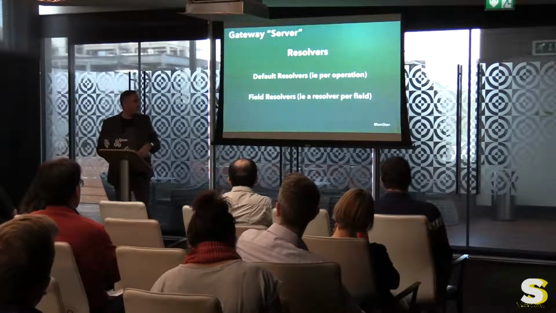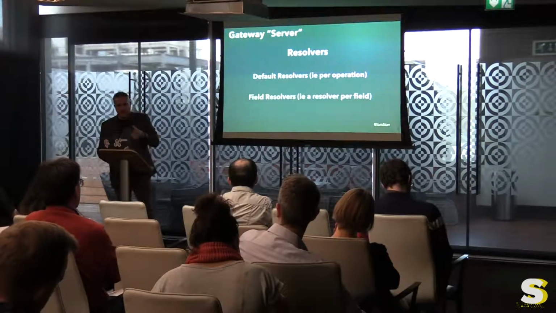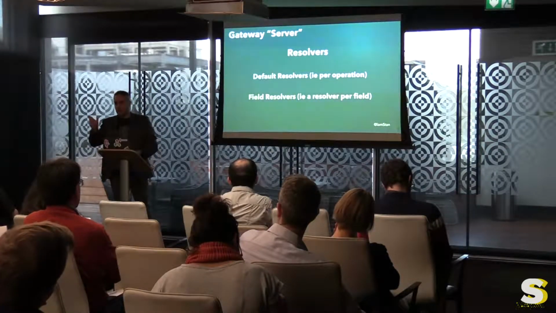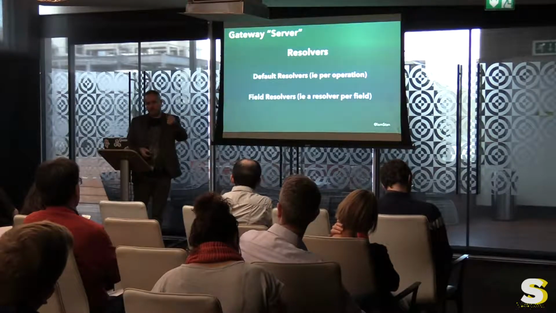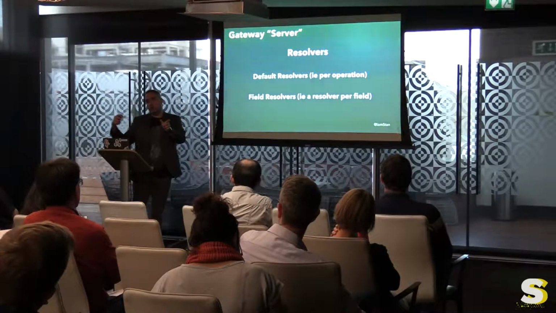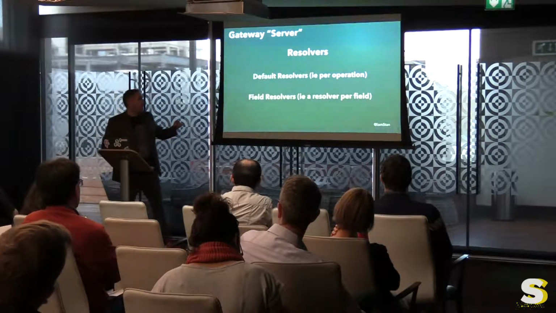So if you've got the query getArticle, you'll create a function literally called getArticle, and GraphQL will map those two together. So when someone does a request on this getArticle query, it knows it needs to invoke this resolver to go and get that article. That's a default resolver.